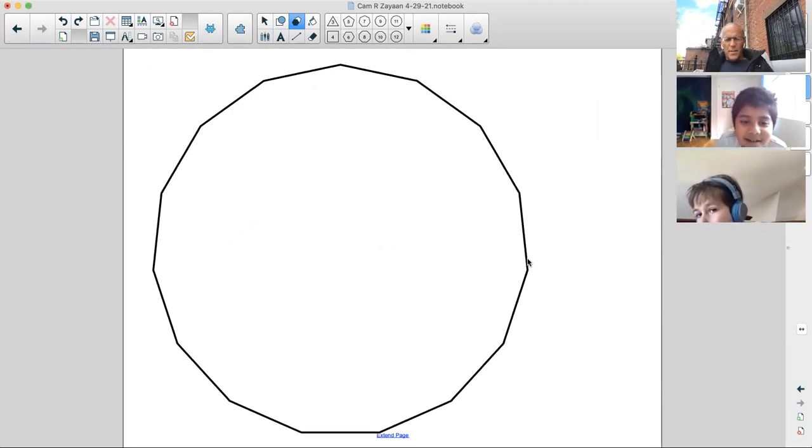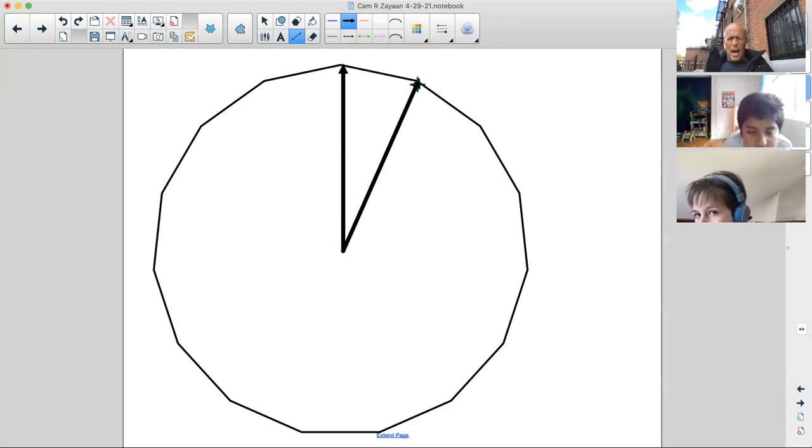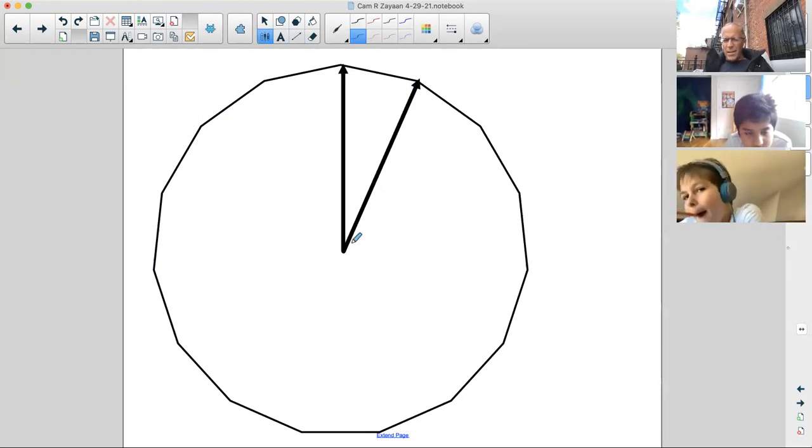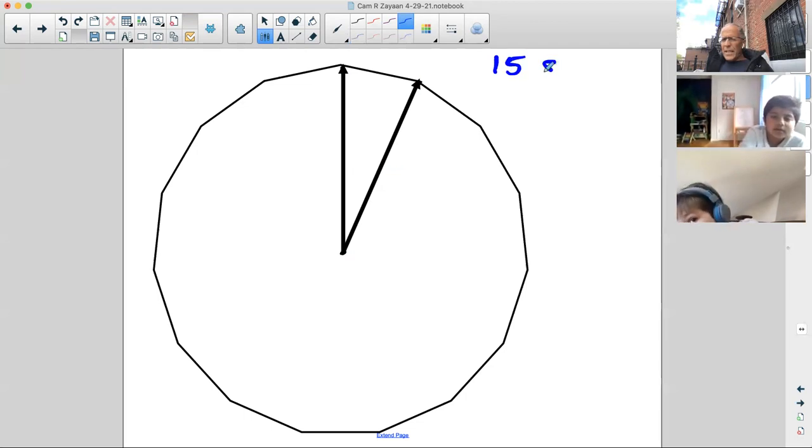This one here has 15 sides. So right now I'm going to ask you, what is that fraction? If this has 15 sides and I went from the center to these sides, what fraction would that be? Well, remember, there are only 15 sides. So what do you think that fraction is?